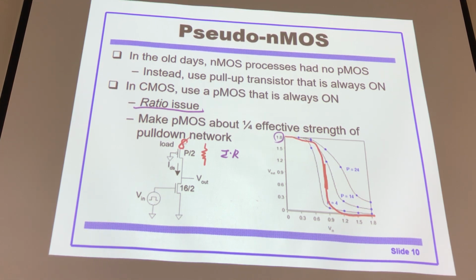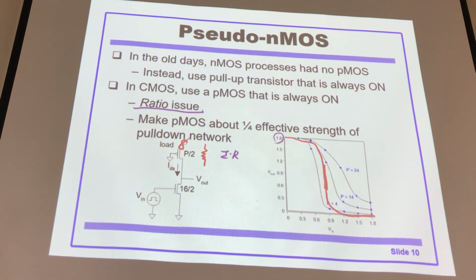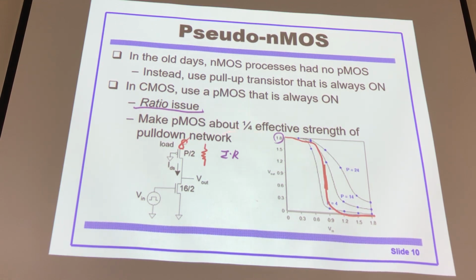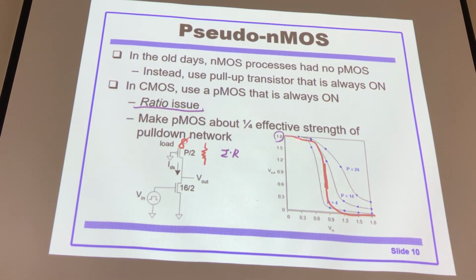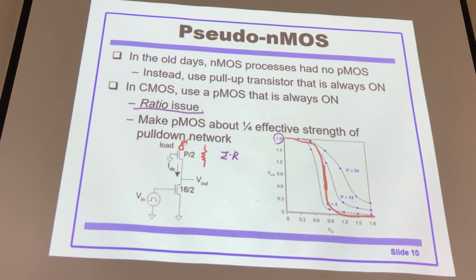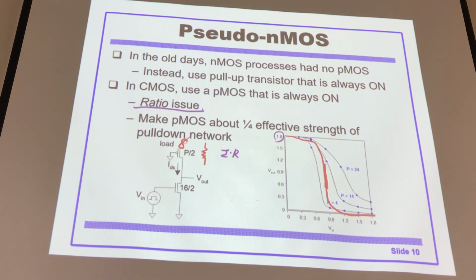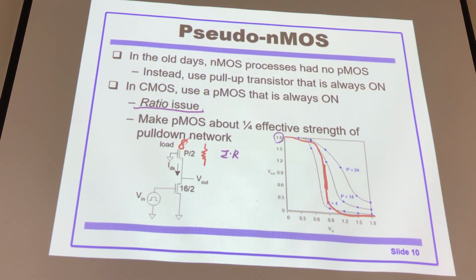And we'll make the PMOS transistor about 1/4 effective strength of that network. For the inverter, okay. For other gates, like NAND gate and NOR gate, that's a different story. But for the inverter, that should be 8/2. That will give you the ideal waveform, close to the ideal waveform for the inverter. Any question?